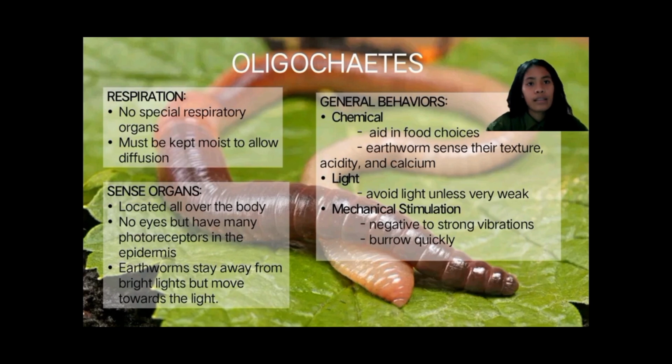In the sense organs, they are located all over the body. They don't have eyes but have many photoreceptors in the epidermis. Earthworms stay away from bright lights and move towards the dark. In general behaviors, chemical stimuli aid in food choices. Earthworms sense texture, acidity, and calcium. In light, they avoid light unless it's very weak, because at some point light gives them energy, but not so much light. In mechanical stimulation, they are very sensitive to strong vibrations, and if they sense these strong vibrations, they burrow quickly.